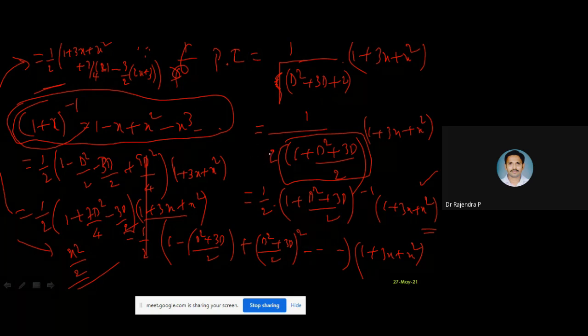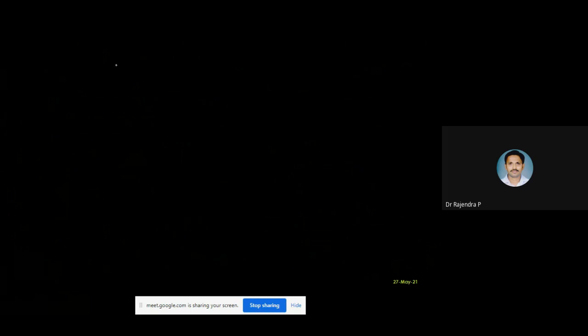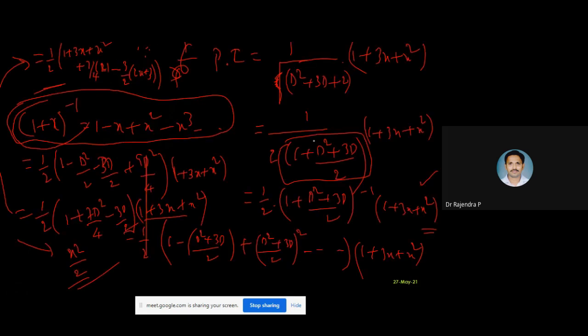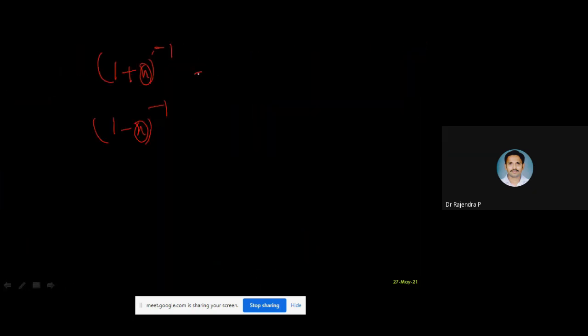Our final agenda is here. We should try to write this into the binomial expansion form, either (1 plus x) to the power of minus 1 or (1 minus x) to the power of minus 1. In place of this x, we are going to get some terms like this. Once we take those terms to the numerator and expand, we get 1 minus x plus x square minus x cube, and so on.